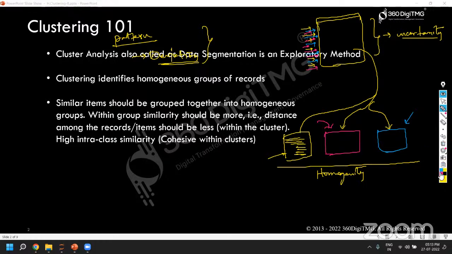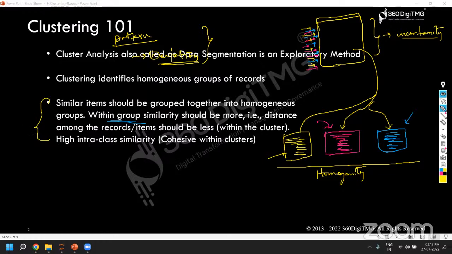I do not see any data point which is pink in this yellow group or in this blue group. So we will have the homogeneity. All the yellow records belong here. All the pink records will belong here. All the blue records will belong here. Within a group, we always need to have more similarity. So if I have something like this, then this is not a good grouping because you have a different record altogether. So that is the objective of clustering.